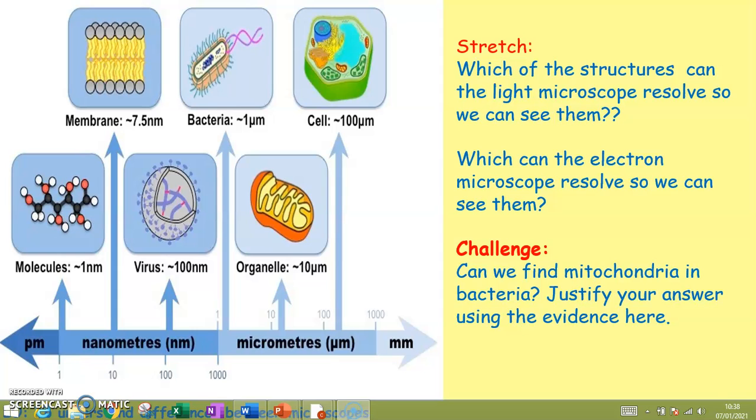Okay, so can we find mitochondria in bacteria? Justify your answer using evidence. So look at the size of a mitochondria. It's approximately 10 micrometers, but a bacteria is only 1 micrometer, so a bacteria is far too small to have mitochondria inside it.